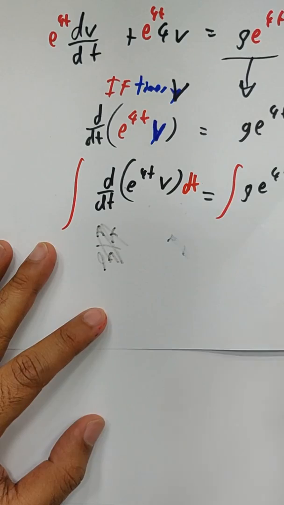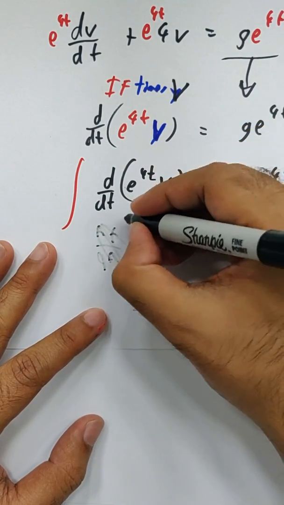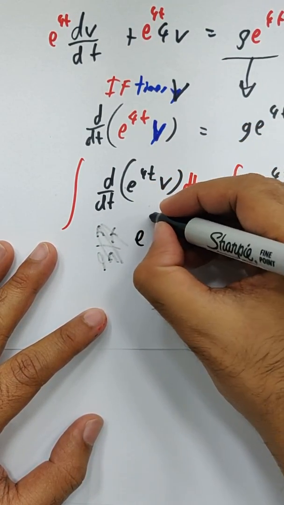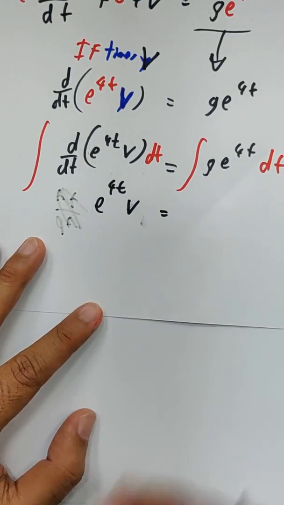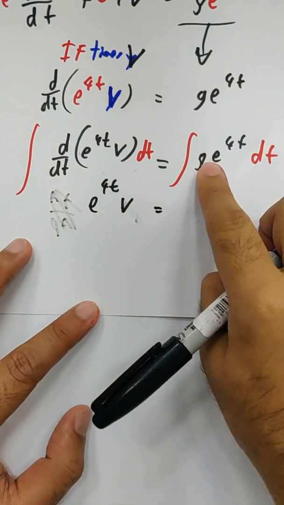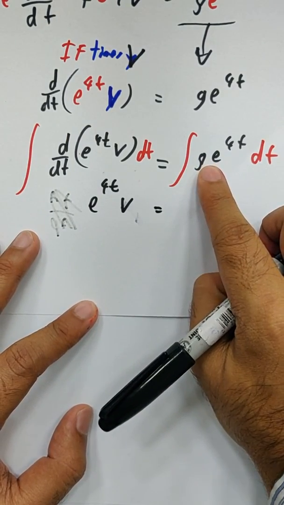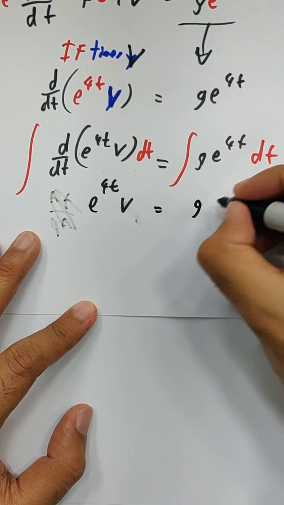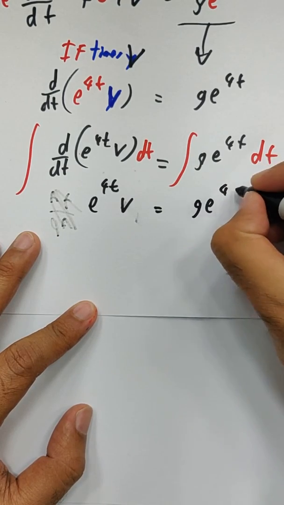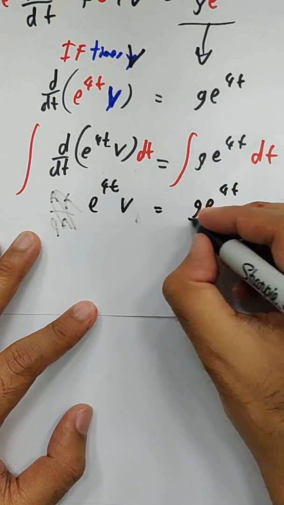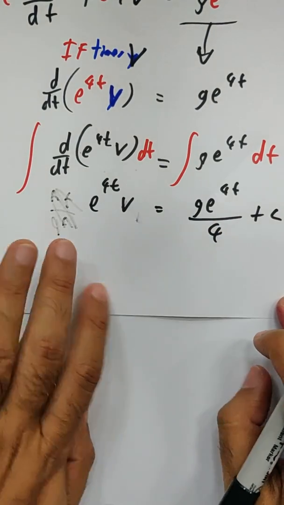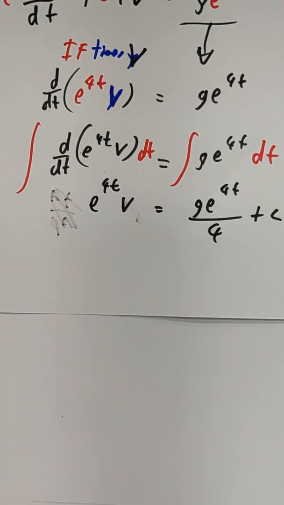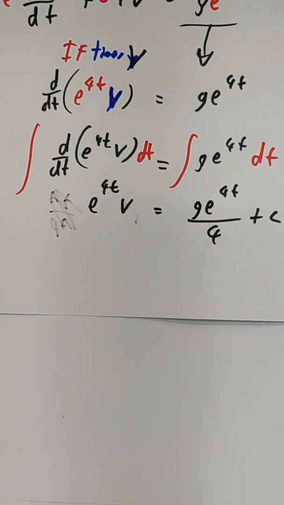Okay, let's do the left side first. Left side easy. e^(4t)v. Right side, g is a what? Constant or variable? Constant, so it doesn't disturb the calculation. g e^(4t), integrate e^(4t) gives e^(4t) over 4, plus C. Okay, that's why integration needs to be good for you to proceed. So now we reach here, you got around 5 marks, sort of.